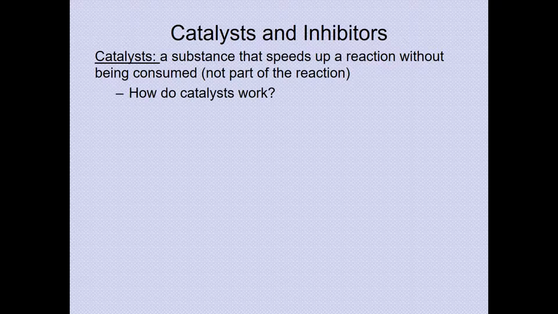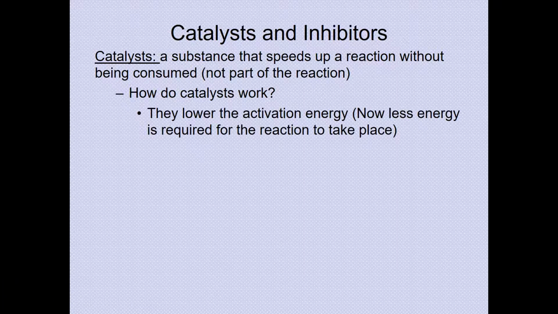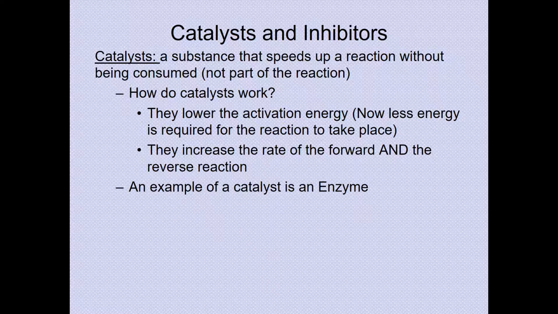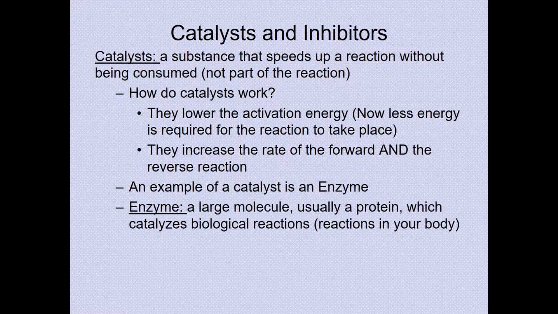So how do catalysts work? They lower the activation energy, so now it takes less energy for that reaction to take place, meaning it's going to go faster. They increase the rate of the forward and the reverse reaction though. So if it's one of those double arrow reactions, it's going to make it go faster in both directions. The example of a catalyst that you learned about back in biology is an enzyme. And you'll remember enzymes are a large molecule, usually a protein, which catalyze biological reactions in your body.